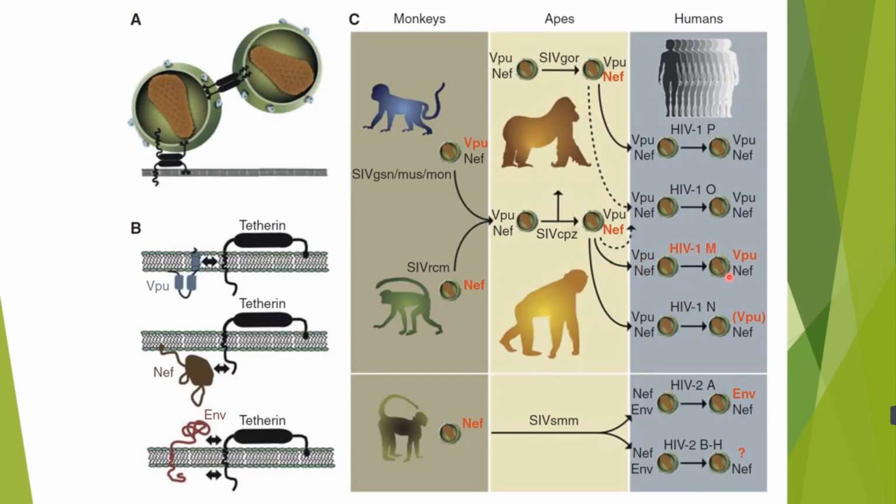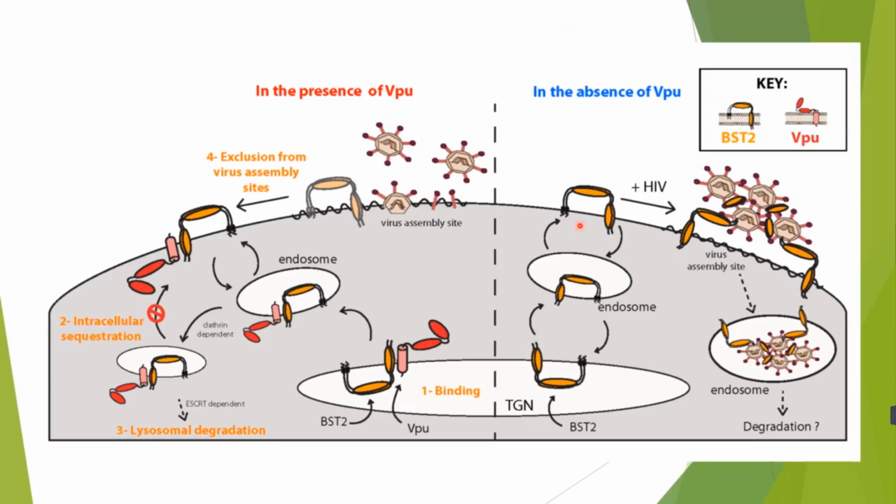In terms of humans, this NEF is ineffective because we have the 5-codon deletion within the cytoplasmic domain of tetherin, which essentially made NEF not function as an anti-tetherin molecule. In our case, it's VPU that became a very potent anti-tetherin molecule. More on that in a minute. In terms of this figure, we're going to show you how VPU, and to a limited extent, how NEF operates.